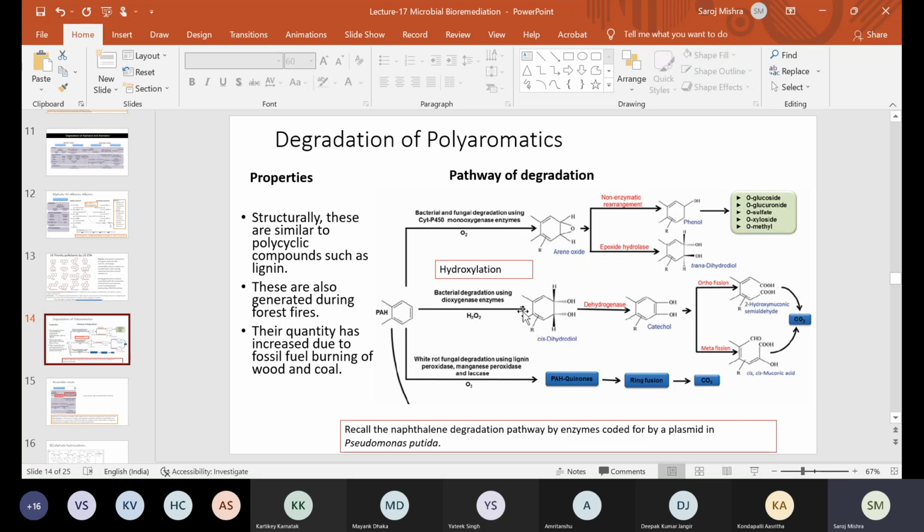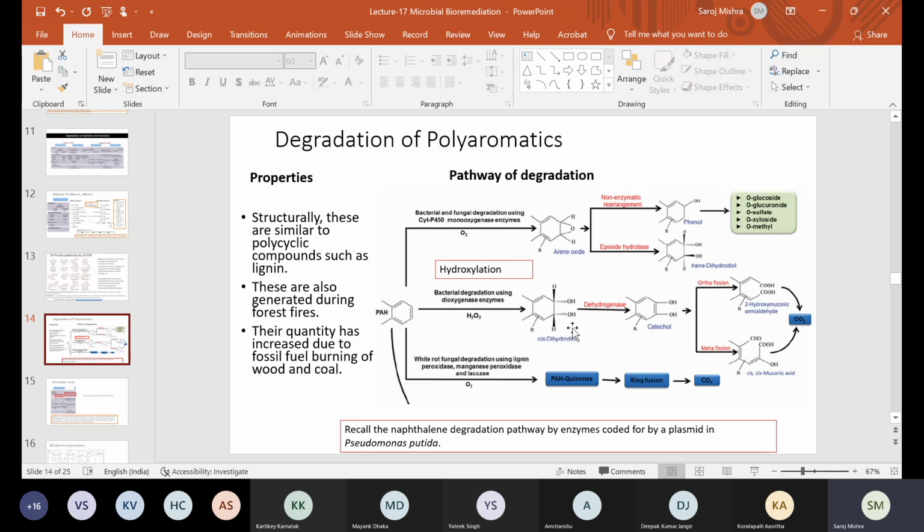Or, for example, the polyaromatic hydrocarbons can be degraded by enzymes called dioxygenases. Now, unlike the monooxygenase, the dioxygenases are H2O2 dependent, and you will see that they add two atoms of oxygen to it. The rest of the chain is exactly that of a hydrocarbon chain, except that now you are going to add two hydroxyl groups here. So the resulting molecule is called a cis-dihydrodiol.